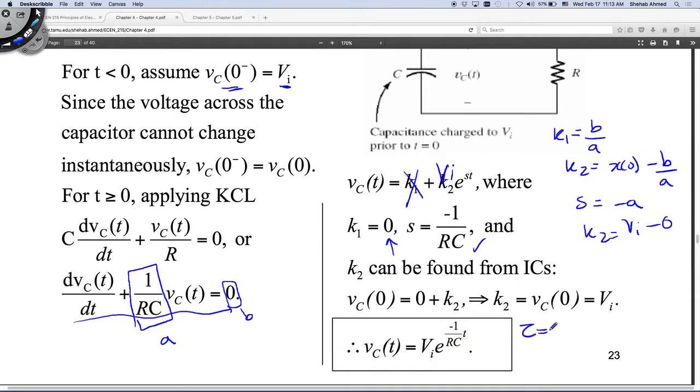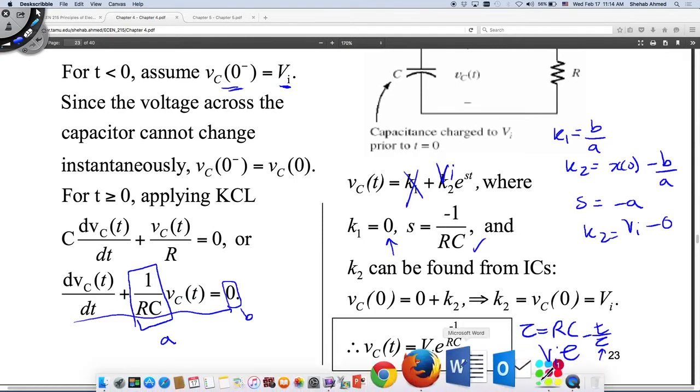We wanted to call RC tau, and it will have unit of time, because this is like VI e to the minus t over tau. So tau will have to have unit of time, since you can divide time by it, right? Then just additional terminology that we added to the table here.